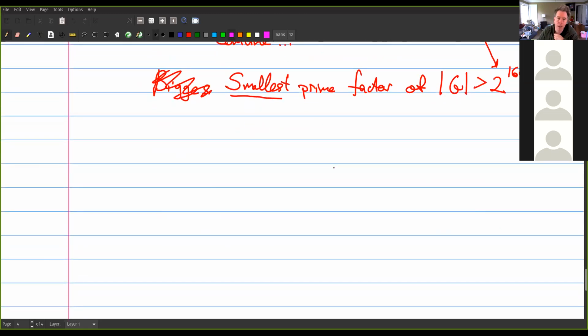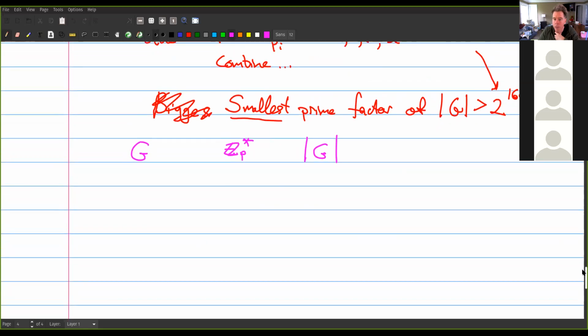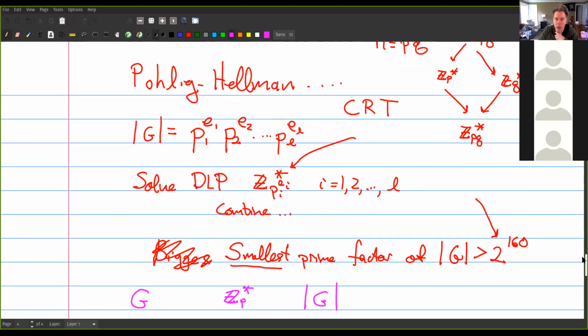Something is kind of funny: here we're doing everything in all this generality. We're writing G instead of just writing ZP star, because there's this other possible thing that the group could be, which is elliptic curve groups. And in elliptic curve groups, just figuring out the cardinality of the group is hard. For elliptic curves, this attack has a couple of extra problems. One is that they have to factor the cardinality, which might not be easy, because this could be a fairly huge number.